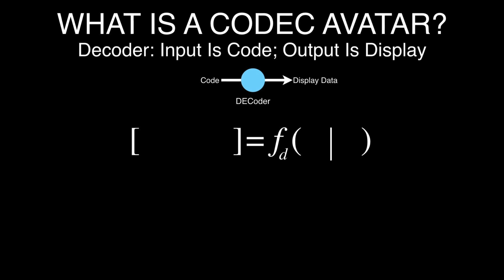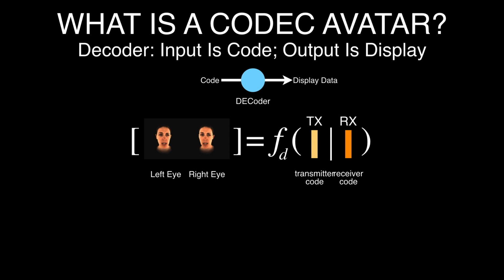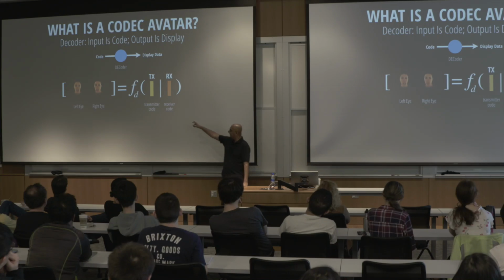So as a function, it takes in the transmitter's code, so the state of the transmitter, and the receiver's code as well. And what does it produce as an output? The left view and the right view that the person sees. Now, can anyone think of why you would need the receiver's code?